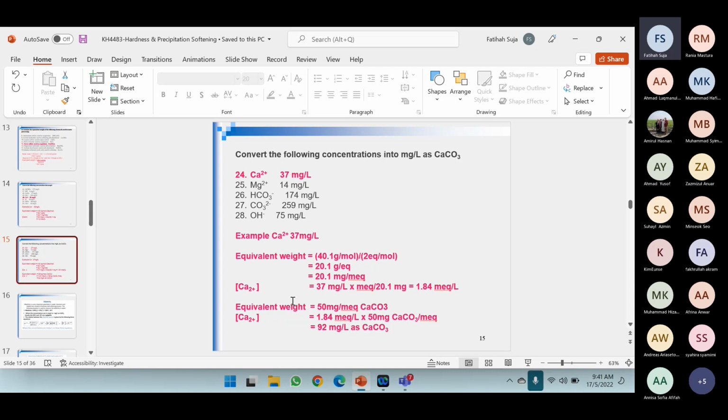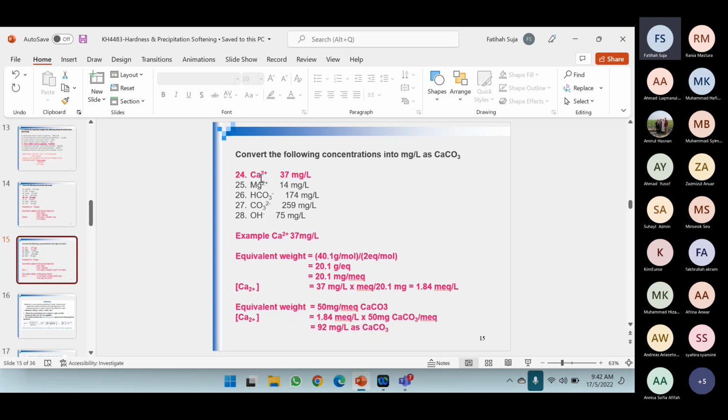So the equivalent weight: 1.84 milli equivalent per liter multiplied by 50, I wrongly wrote this, 50 milligram calcium carbonate per milli equivalent. So you will get 92 milligram per liter as calcium carbonate.